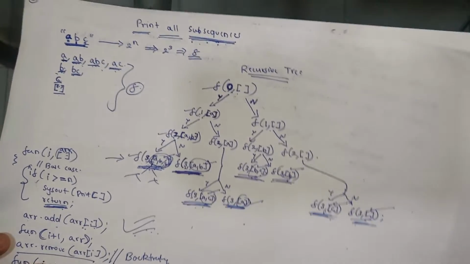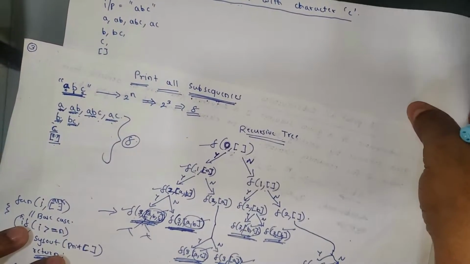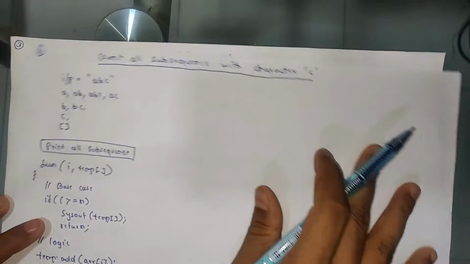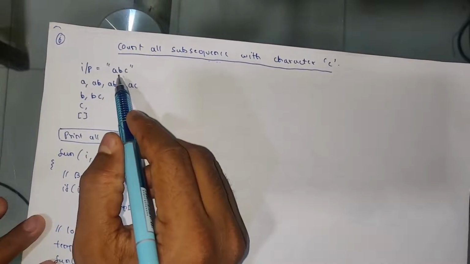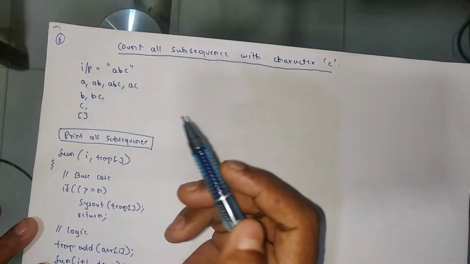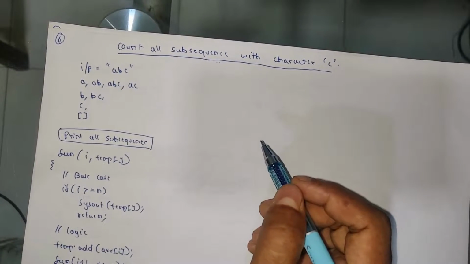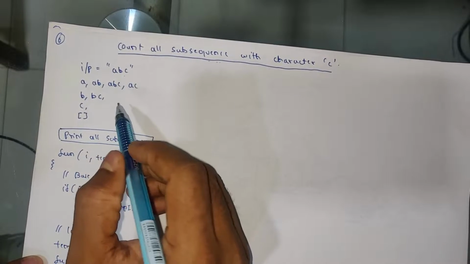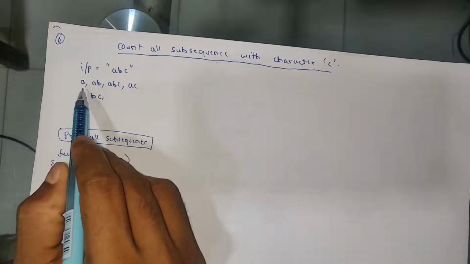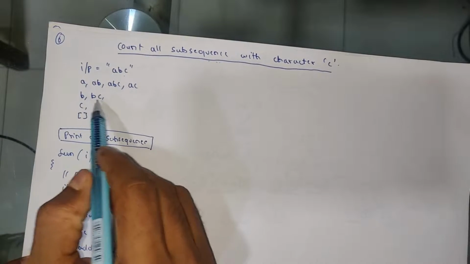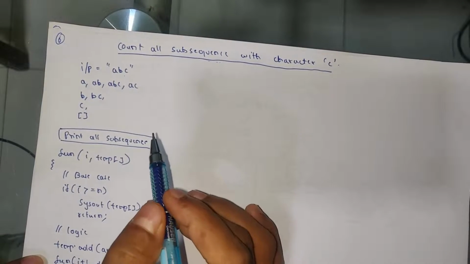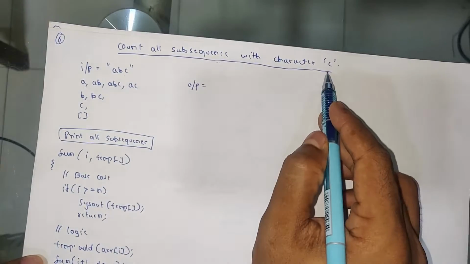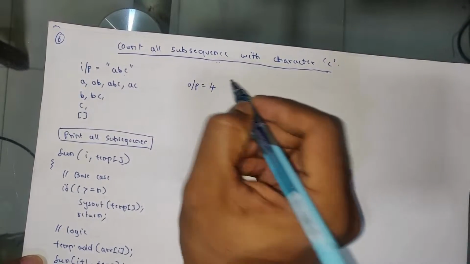So we have a problem statement here saying count all subsequence with the character C. Now suppose we are provided with the input string ABC, right? So what would be the output? For string ABC, all the possible subsequences are A, AB, ABC, AC, B, BC, C and empty string, right? So the output we expect for our problem statement here is 4.